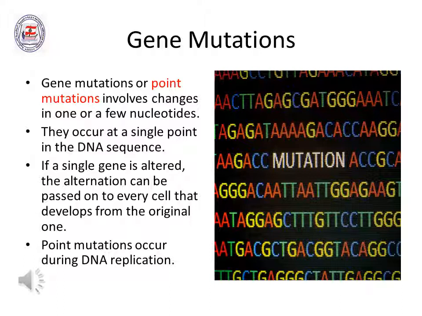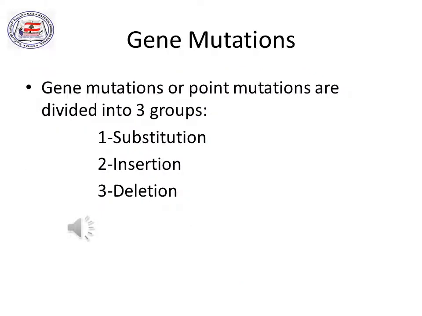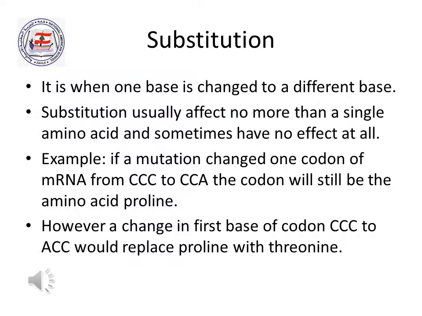If a single gene is altered, the alteration can be passed on to every cell that develops from the original one. Point mutations occur during DNA replication. So let's say you have a sequence of DNA which includes nitrogenous bases. A gene will be mutated when one of these bases is either substituted, inserted, or deleted. Substitution is when one base is changed to a different base.